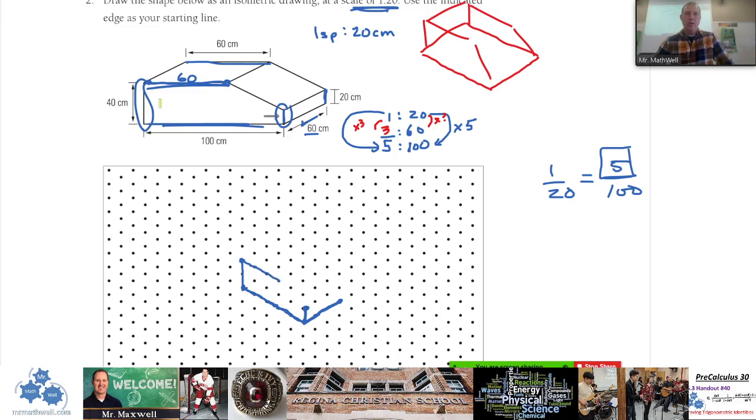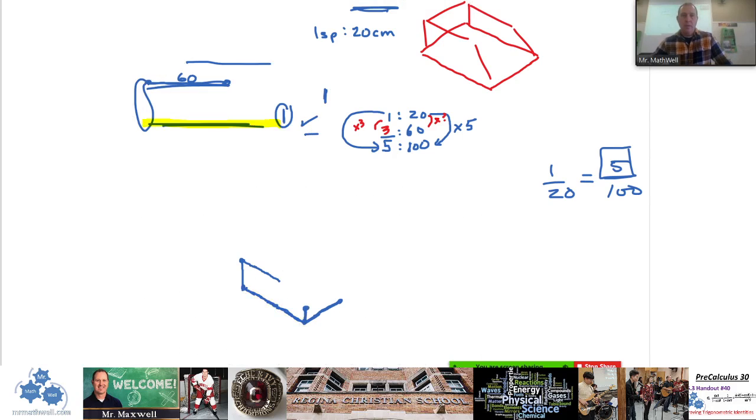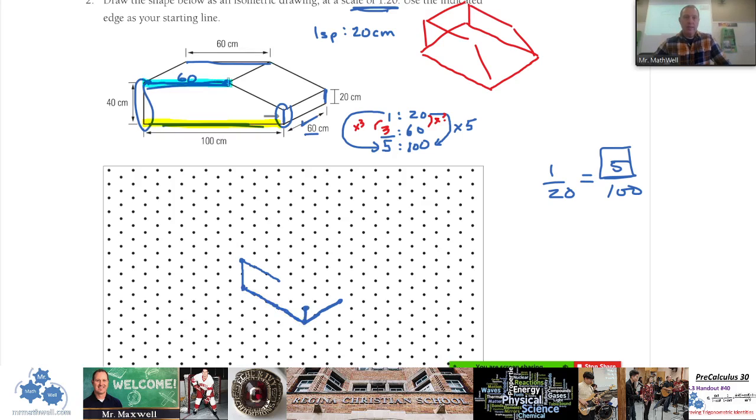Now this is very important. Hopefully you see that. This edge right here is this one on the diagram. Yes? This edge right here is this one on the diagram. Yes? We're good with that? Okay. All right. So look at this. We have 60 here as well, and this has to be then 60, and this has to be then 60. So these are all 3 spaces.